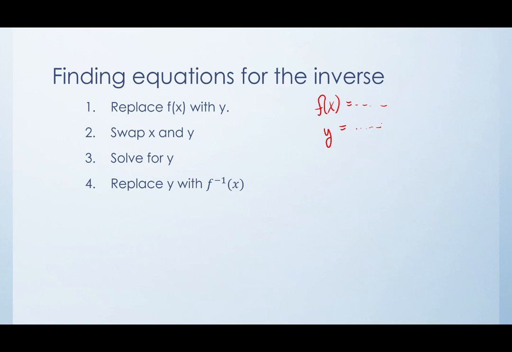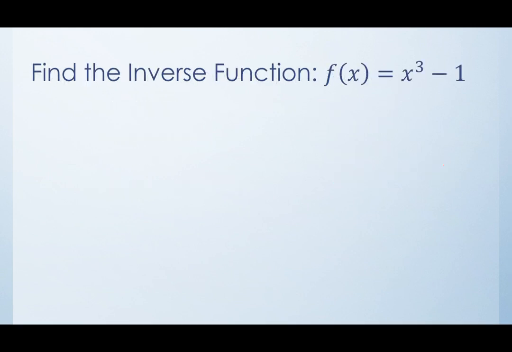And then, because we're kind of programmed to solve for y, I suggest that you swap x and y at this point so that you have x equals something with a bunch of y's, and then rearrange to solve that equation for y. And at that point, you will have the inverse function. So let's take a look at what that actually means.